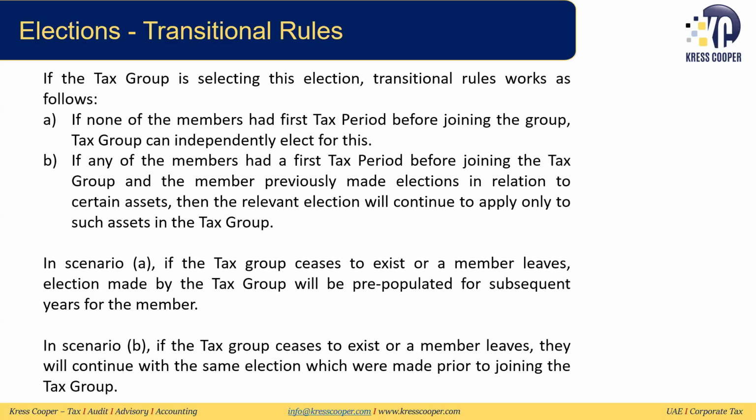Now in the first case, where the tax group is making the application, if, for example, the tax group ceases to exist or any member leaves, that election will still be applicable to them, and it will get pre-populated in the subsequent year for the member, even when they are not part of the tax group. Still, in their return, these elections will be grayed out. They will already be considered as elected by them. And in the second case, where the member had chosen before being part of the tax group, whatever they have chosen will be the same election for the tax group, and for all the members even after the tax group has ceased.